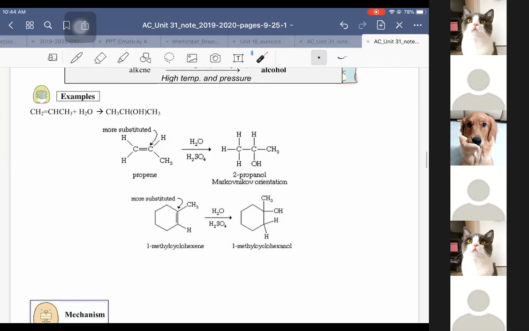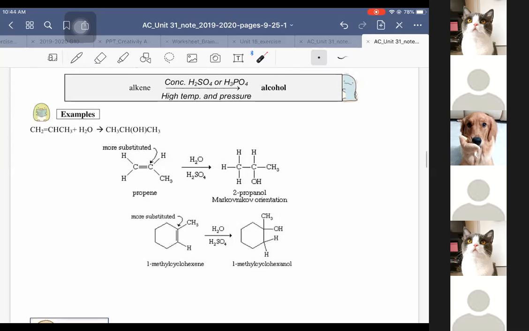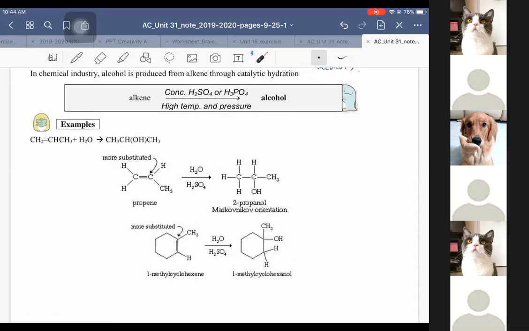Now let's take a look at what's going to happen in this reaction. Here we have 2 examples. The first one is the propene molecule. After adding the catalyst and putting them under the right condition, we would add the OH group onto the double bond, and of course we also add one hydrogen atom onto it. And the OH group will be added onto the more substituted carbon.